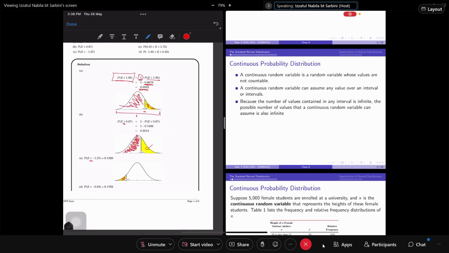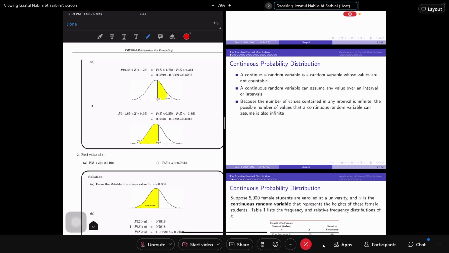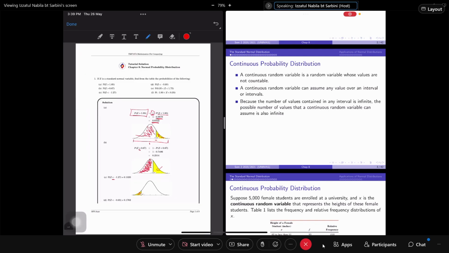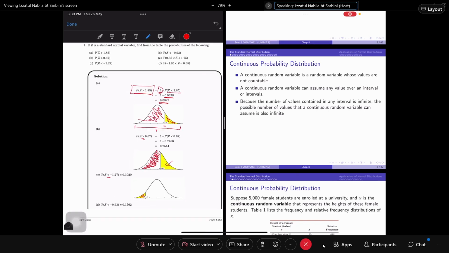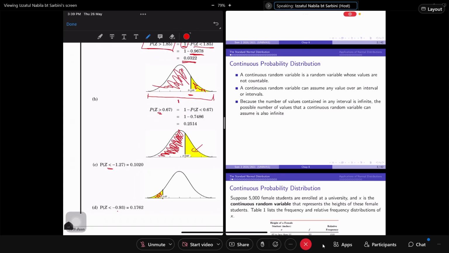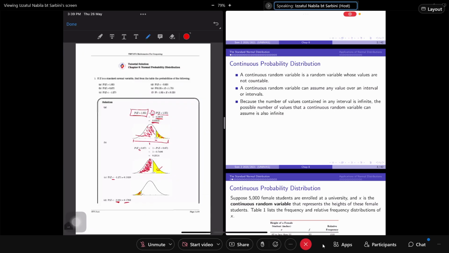Similar for D. Oh, I missed D here. But never mind, you just refer to the table. You get Z less than negative 0.93. You get the answer directly from the table, 0.762 for D.